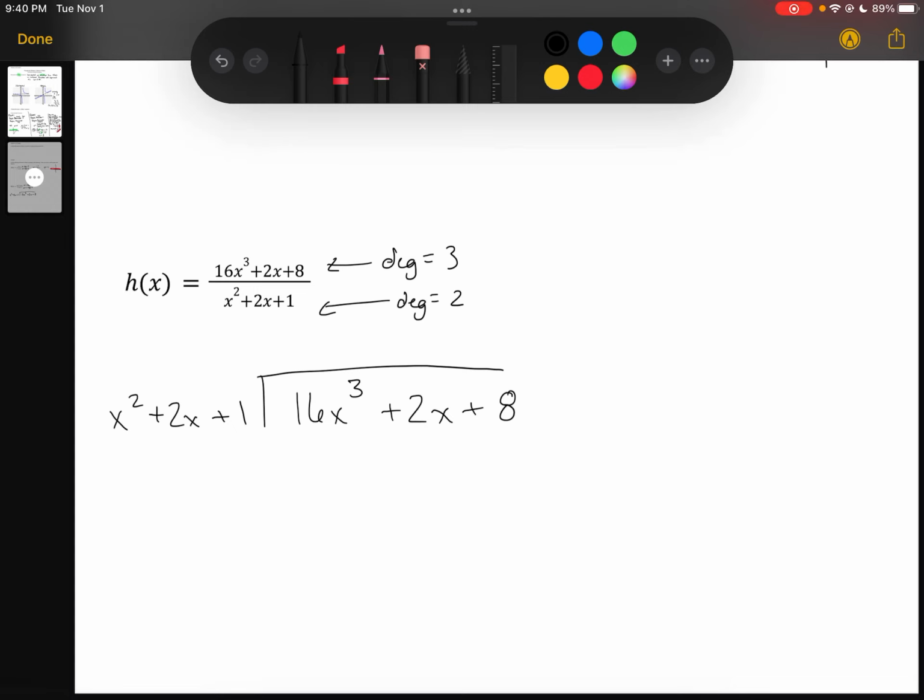With long division. So for long division, a quick refresher on some of those old skills. We want our first term to match up with our first term here. So 1x squared times what gets us 16x to the third? That would end up being 16x.